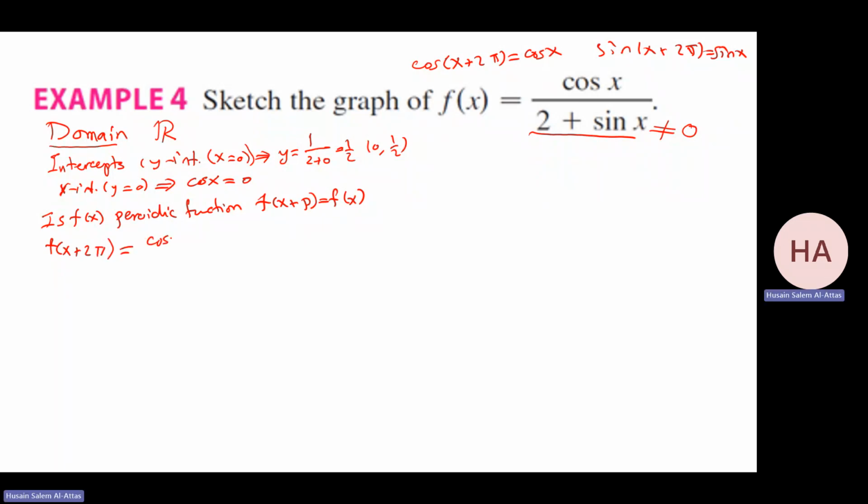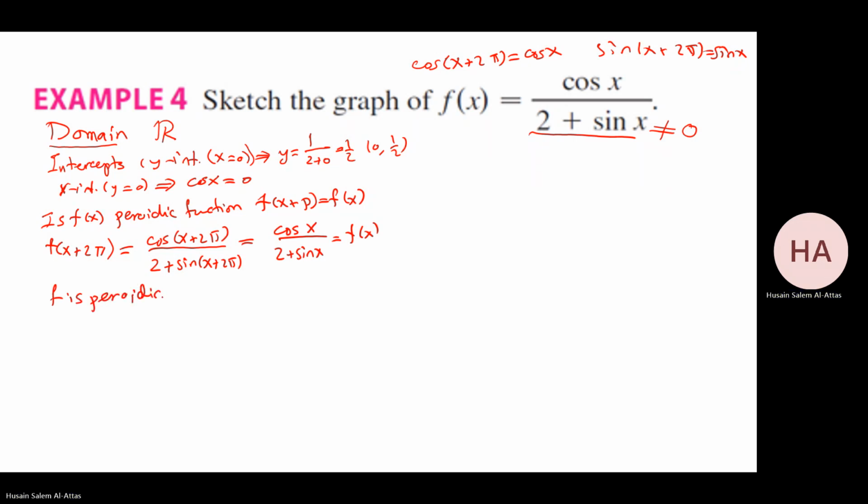That will be what? Cosine of x plus 2 pi over 2 plus sine of x plus 2 pi. And that will be cosine x over 2 plus sine x, which is what? F of x. That means what? F is a periodic function with period 2 pi.